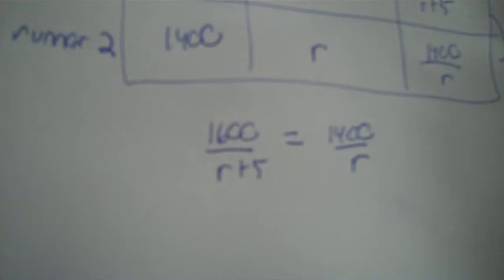Now we know those are equal, so make an equation, a proportion where they're equal. 1,600 over r plus 5 equals 1,400 over r. Okay, so now you don't use the common denominator method. When you have just one ratio on each side, it's a proportion. You use A times B, and that's always equal to C times D. This times this will always equal this times this.